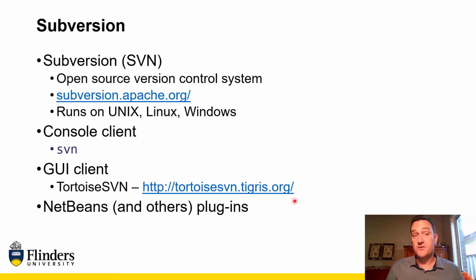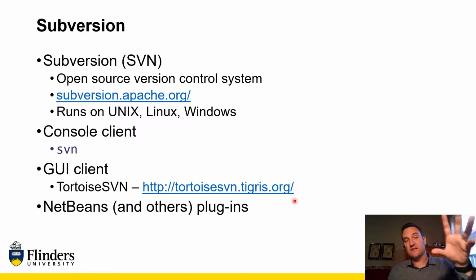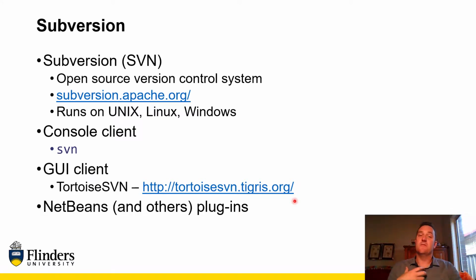It's an open source version control system. You can download it for free. It's an Apache project. It runs on Unix, Linux, Windows, runs everywhere. So you can interact with people who are running on a Unix machine or a Linux machine and on a Windows machine. You can work together. It has a console client called SVN. And so you'll probably hear me say SVN instead of Subversion most of the time.